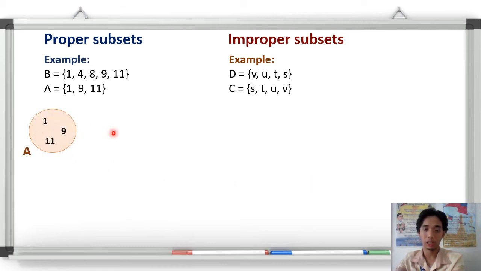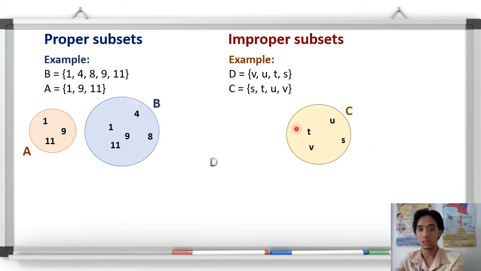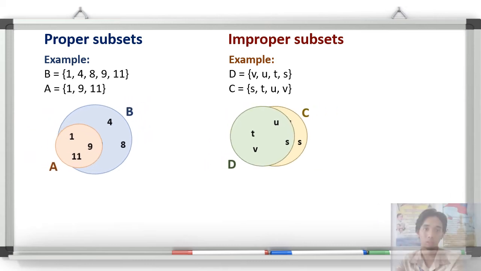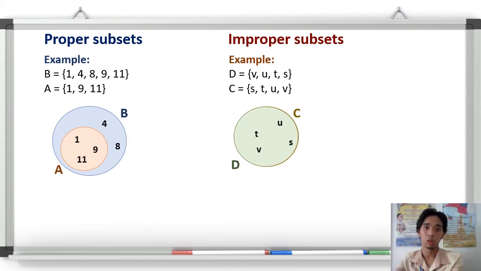We have set A and set B and set C and set D. So let's try to collide them so that we can see their difference. So this is what they will look like if we try to collide them. It is now clear that set A is a subset of B and they are not equal, hindi sila equal.